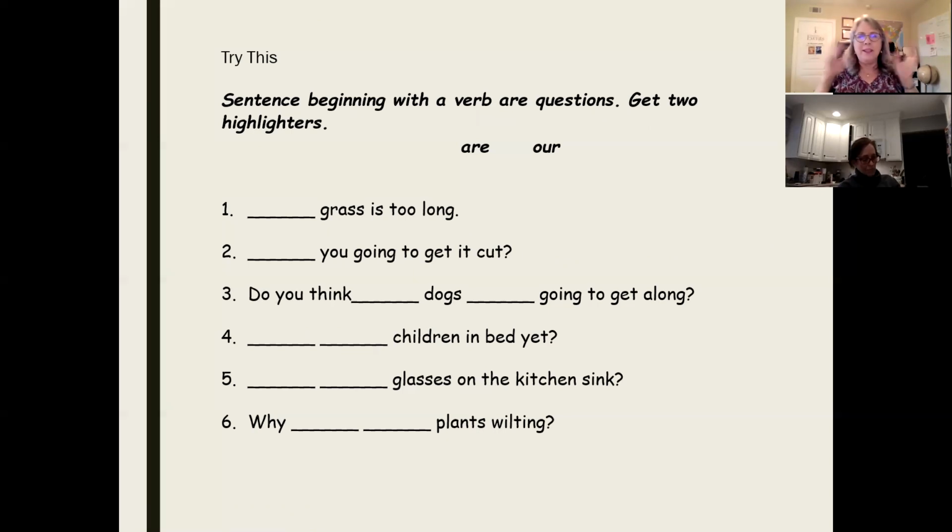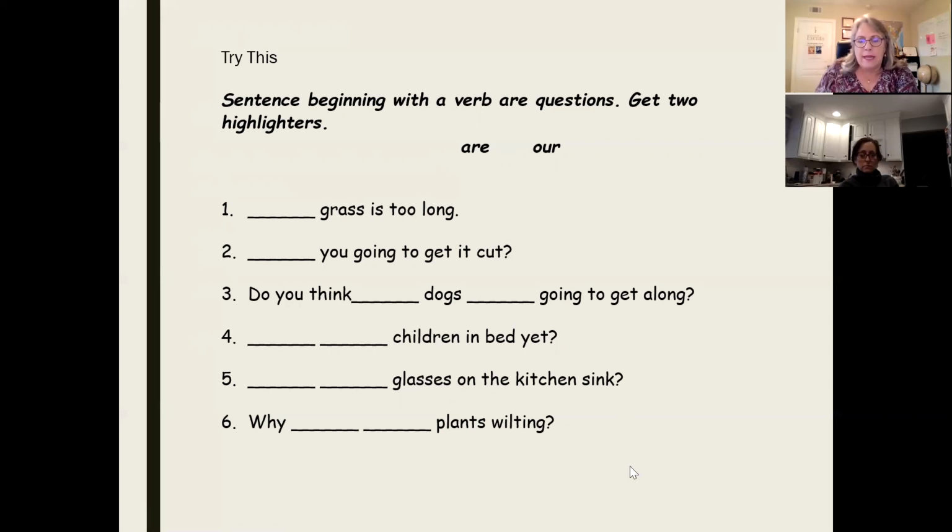Just, you know, the brain doesn't differentiate. So we have to explicitly teach the difference between are and our. I'll always say that are is followed by an ing verb, so it's a linking verb. And then our is going to be followed by a noun because you're going to own something. So when you see grass, our grass. When you see children, our children. Glasses, our glasses. So that's going to help the children understand.